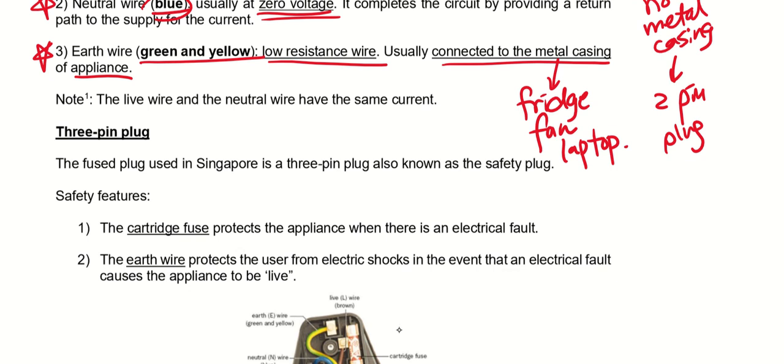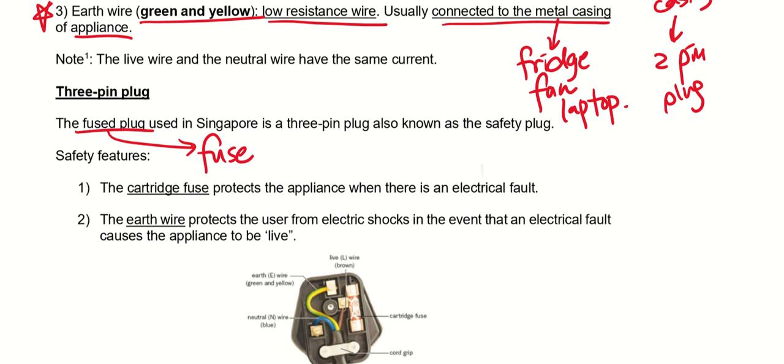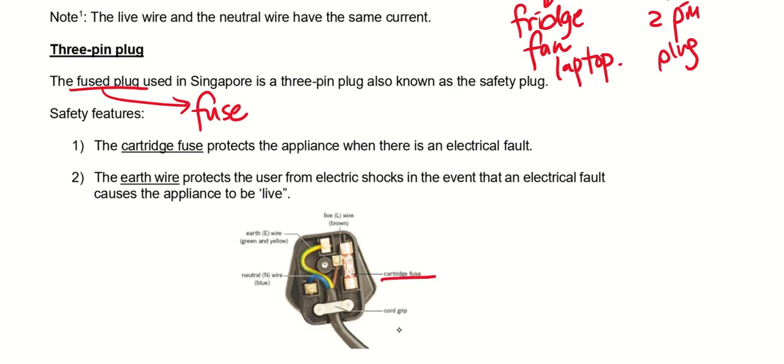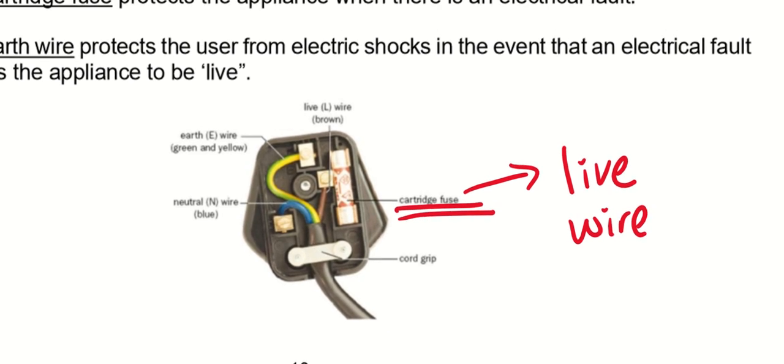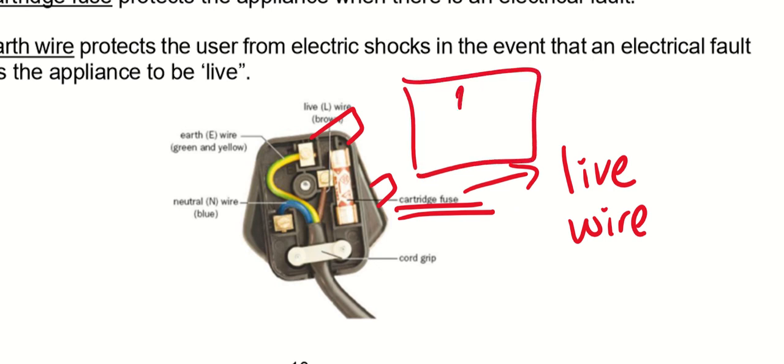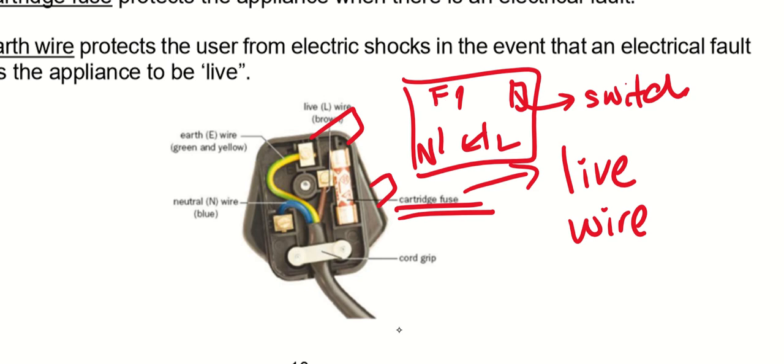So this is a fuse plug, meaning there is a fuse inside. The safety features, one of it will be the cartridge fuse. This is the fuse, and this fuse is actually connected to the live wire. Imagine there is this metallic plug that you plug into the main socket. This is the switch. Current is coming up from the live terminal. This is my neutral and this is my earth.